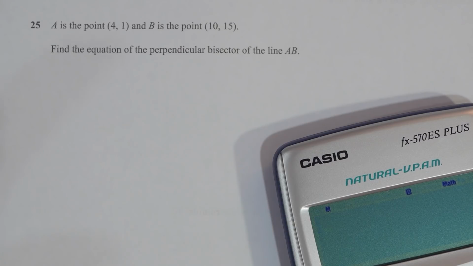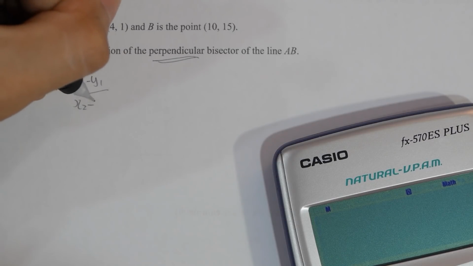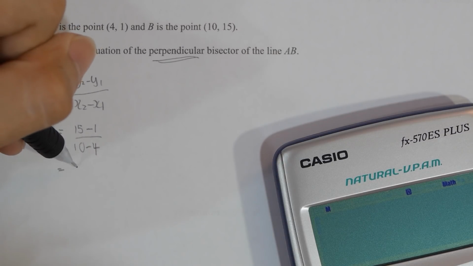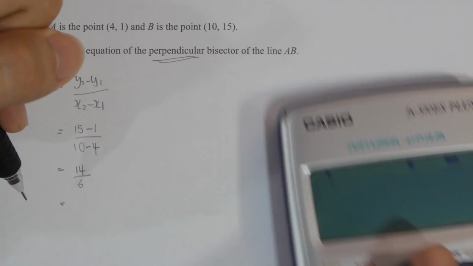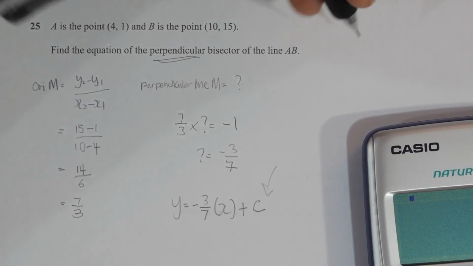For question 25, first thing first, you are required to find the original line's gradient. Then with the gradient you obtain, you multiply by an unknown, which is the gradient of the perpendicular line, equals -1. Then do the shifting, and you'll be able to get the gradient of the new line.